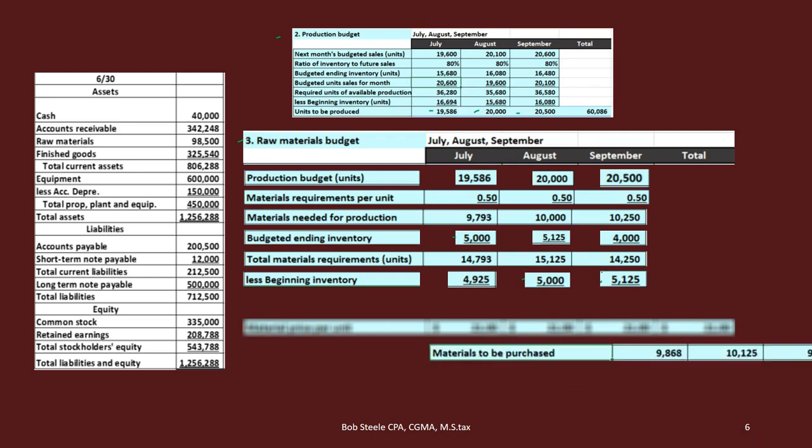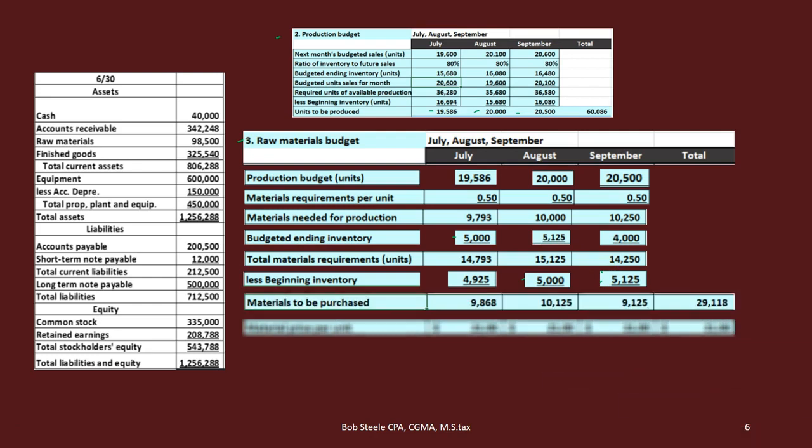All right, and then we're going to say the materials purchased is going to be this number plus this number, which gives us the 9,868. The 15,125 plus the 5,000 is the 10,225. The 14,250 plus the 5,1 is the 9,125. We're going to multiply that times the material price per unit. So how much does it cost per unit? In this case, if we're talking about planks of wood, how much does it cost per plank of wood?